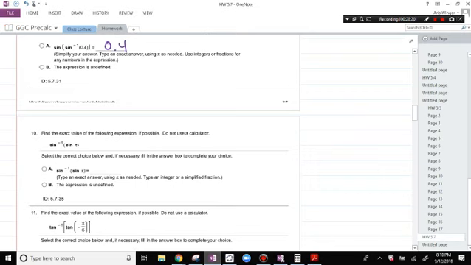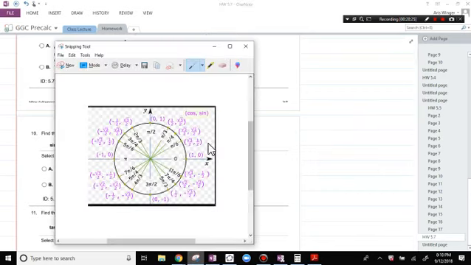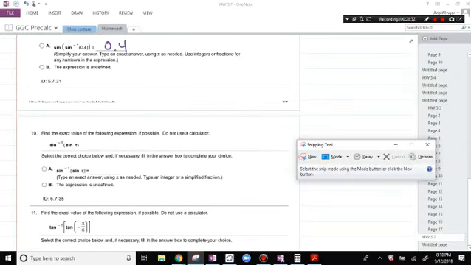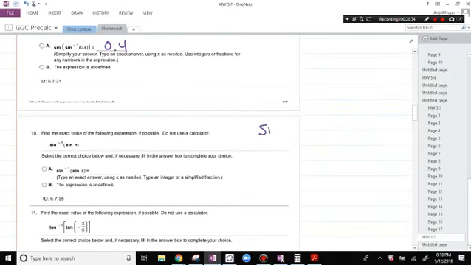Sine inverse of the sine of pi. They're trying to trick us. Sine inverse of the sine of pi. It doesn't work that way. What's the sine of pi? 0. What's inverse sine of 0? 0. So the answer is 0? The answer is 0. Wow.